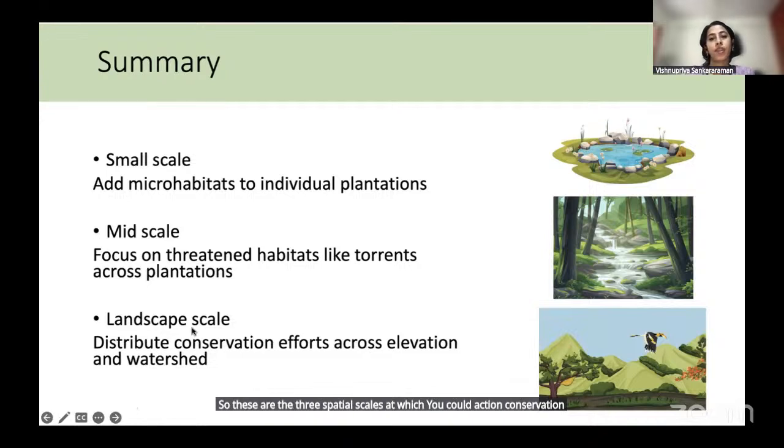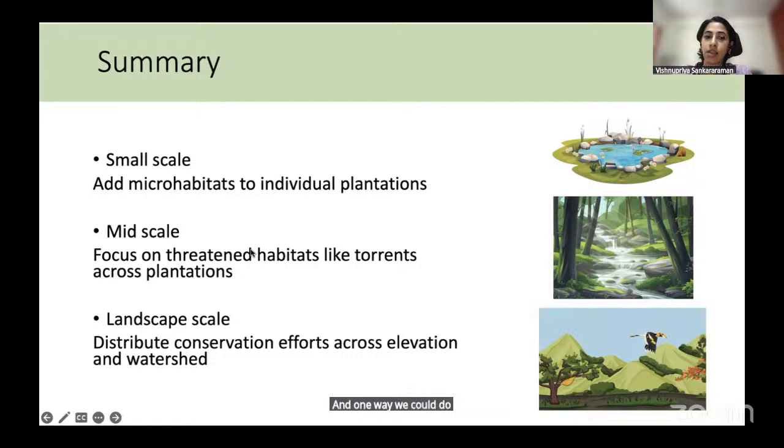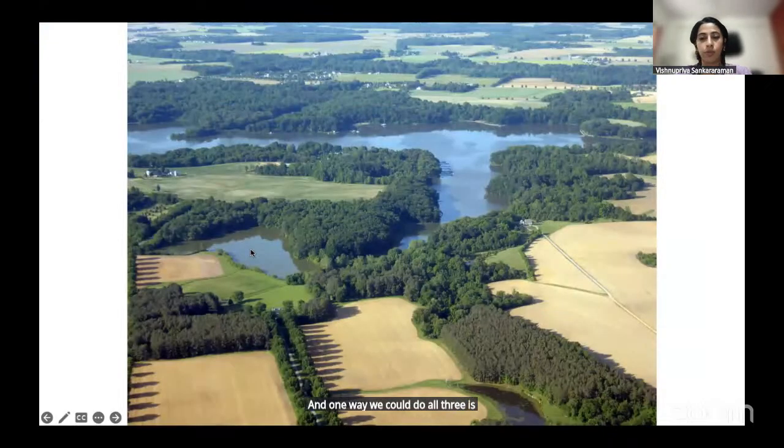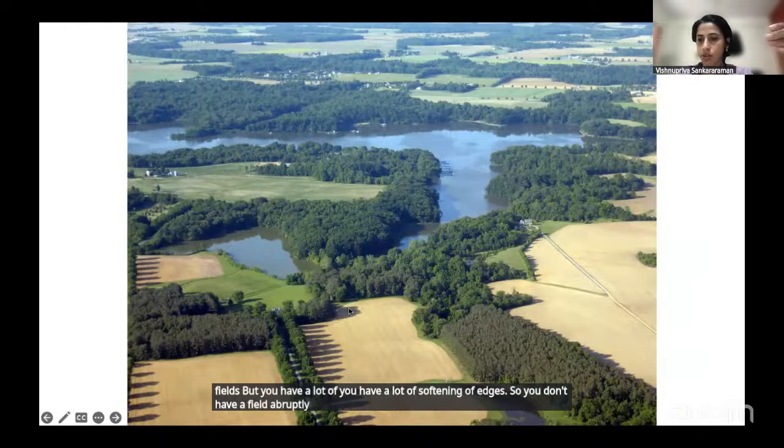So these are the three spatial scales at which you could action conservation to do something for amphibians. And one way we could do all three is to focus on the waterways. This, for example, is an image from North America where you have these flat fields, but you have a lot of softening of edges. So you don't have a field abruptly ending right next to a stream or right next to a water body or pond.